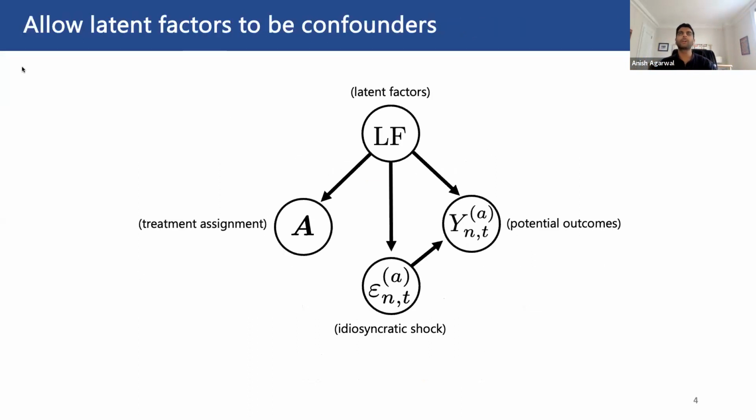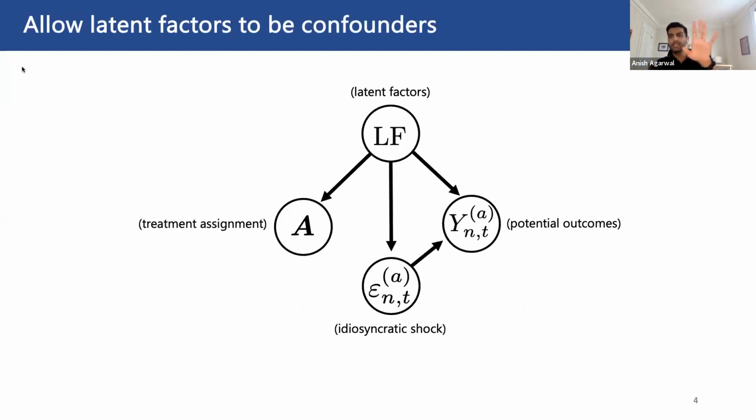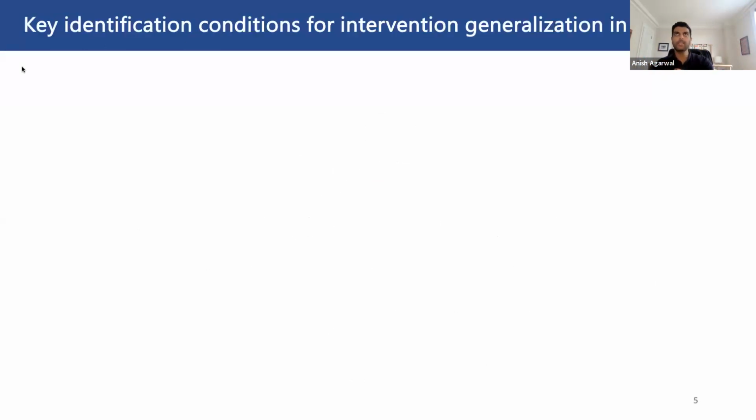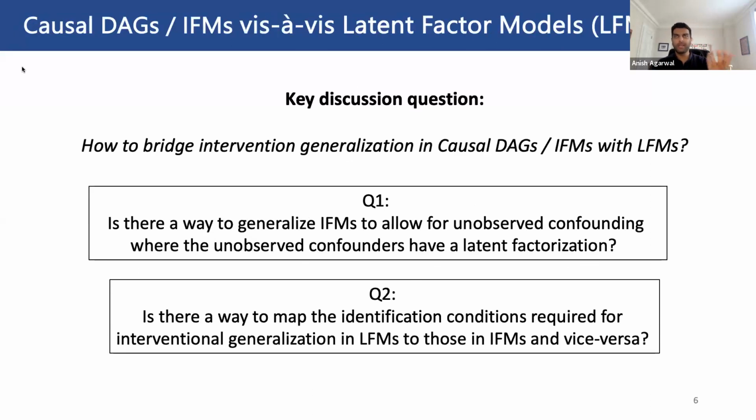Okay, so just to go back, it's this latent factor model, this conditional exogeneity, conditional on latent factors, between the assignment and outcomes, and then these two span inclusions. And with that, I want to go back to the two questions. One, is there a way to generalize these IFMs to allow for unobserved confounding when the unobserved confounders have some sort of latent factorization? And two, is there a way to map these identification conditions in terms of span inclusions that we have in the latent factor models to conditions you would have in IFMs and vice versa? So I have no idea what the answer is, but I thought maybe all of us can have that discussion.